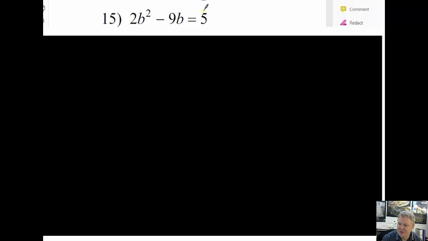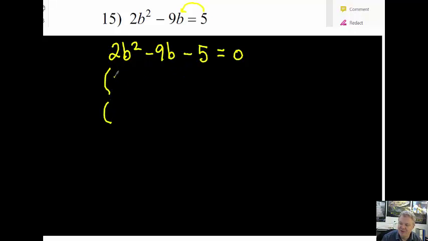Let's look at 15. First thing we need to do is move the 5 over. So that would be 2b squared minus 9b minus 5 equals 0, because we have to subtract 5 from both sides. And now we can break this apart and factor it out.